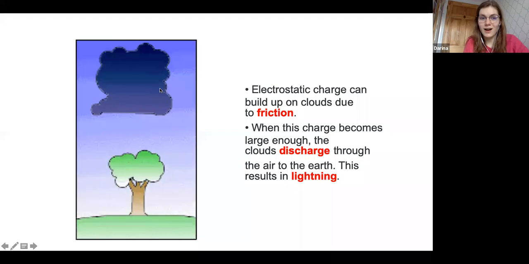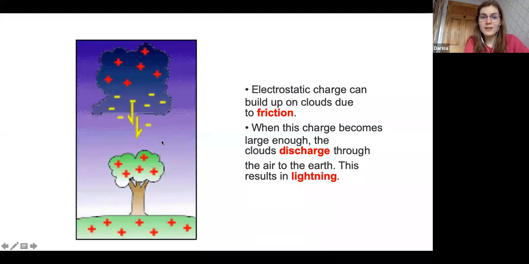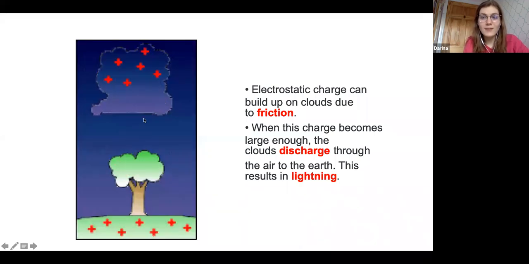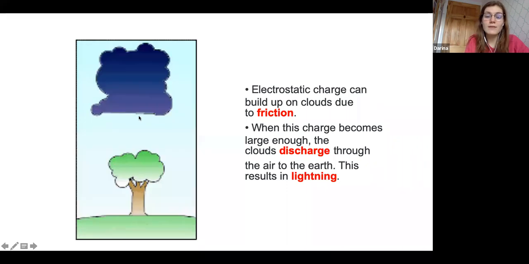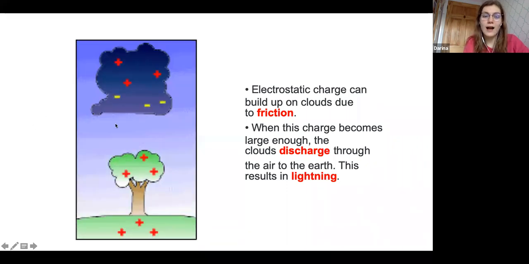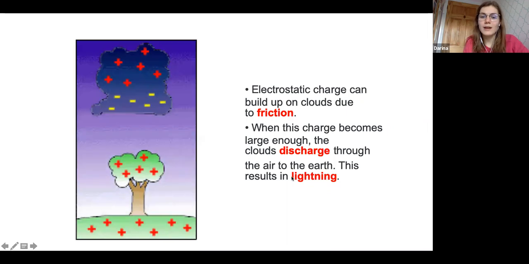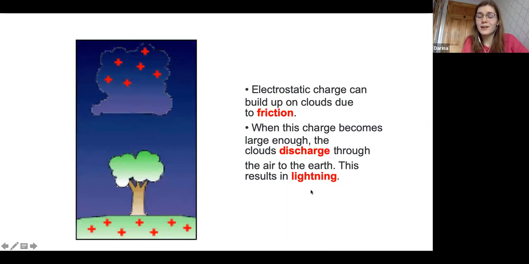So electrostatic charge builds up on the clouds. We've got those negative charges, and then eventually, even though air is usually an insulator, that charge builds up so much that you have a spark, and therefore you have a lightning bolt striking the ground. And again, this is really dangerous, and you can't really earth the clouds, right?